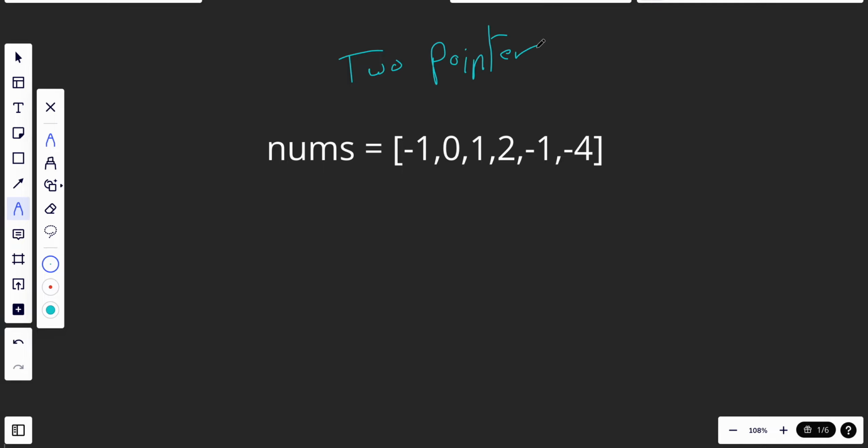Okay, so in the 2-pointer approach, first of all, we sort this array. So it will be -4, -1, -1, 0, 1, and 2. And after sorting the array, we will do the following.